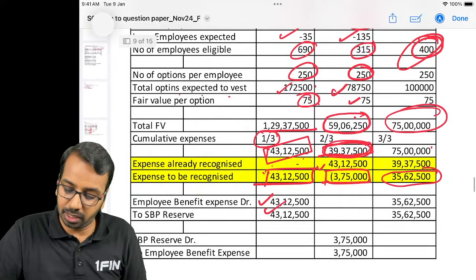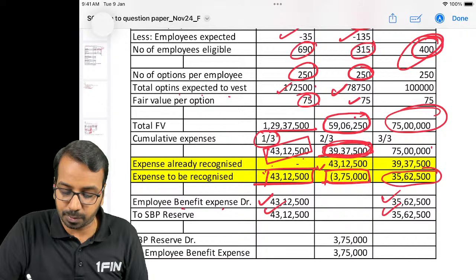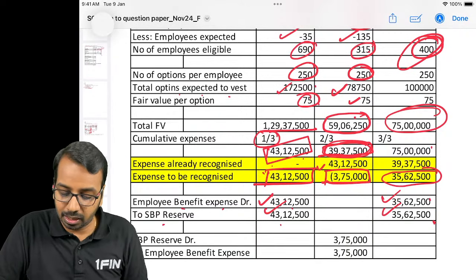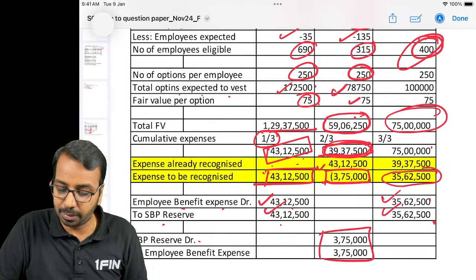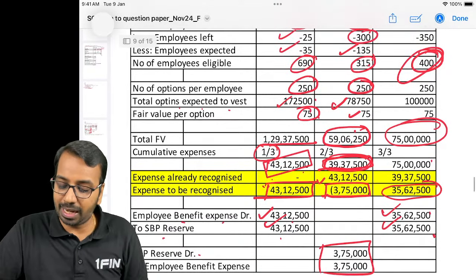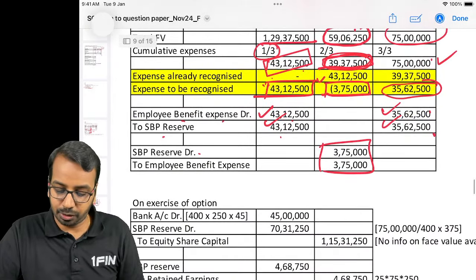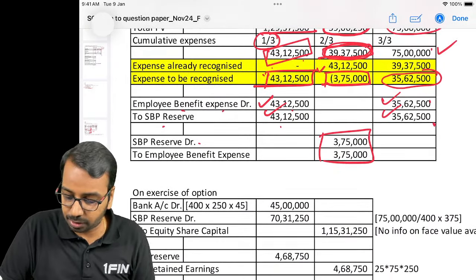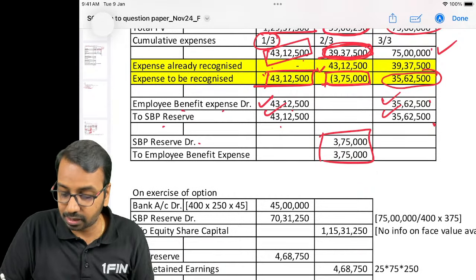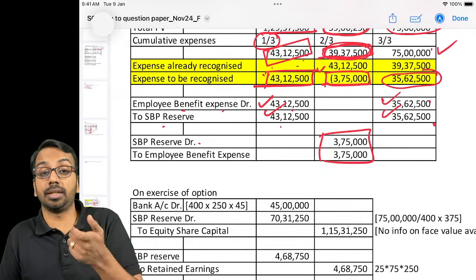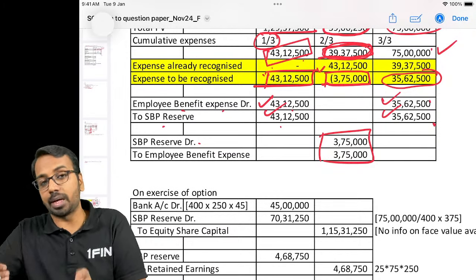First year and third year, entry should be employee benefit expense to reserve 4312, 4312, 3562, 3562, and reserve to reversal is basically debiting these two numbers. Final balance will be your 75 lakhs. On exercise of the option, so here is an assumption that not exercised. Assumption. Okay. If you assume that it is exercised subsequently, accordingly we will pass the entry.